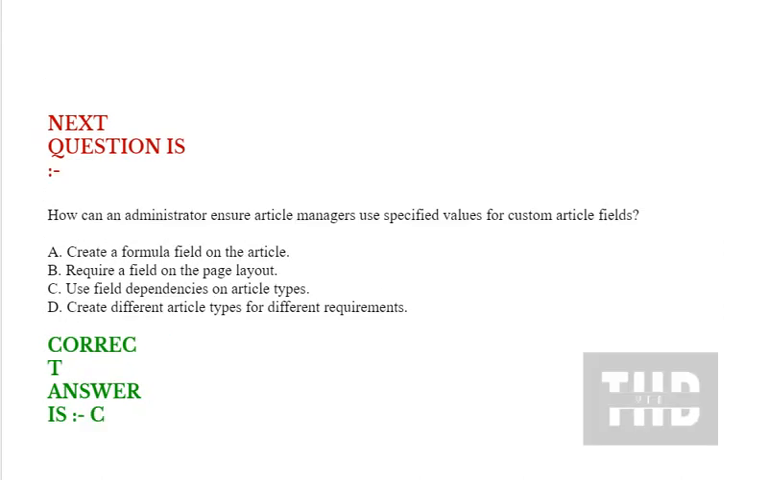Next question is, how can an administrator ensure article managers use specified values for custom article fields? Option A. Create a formula field on an article. Option B. Require a field on the page layout. Option C. Use field dependencies on article types. Option D. Create different article types for different requirements. Correct answer is option C.